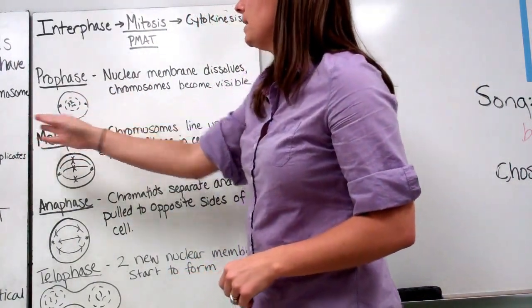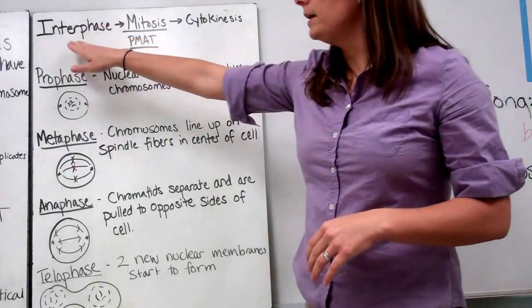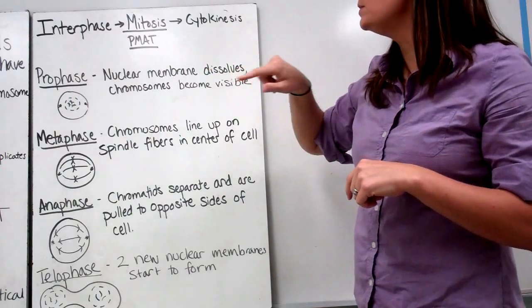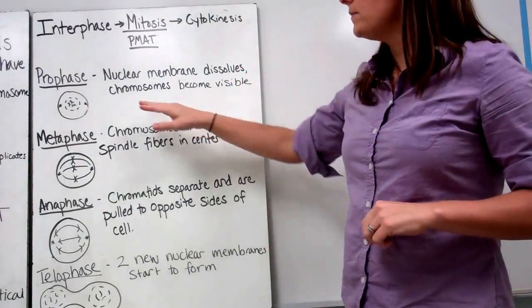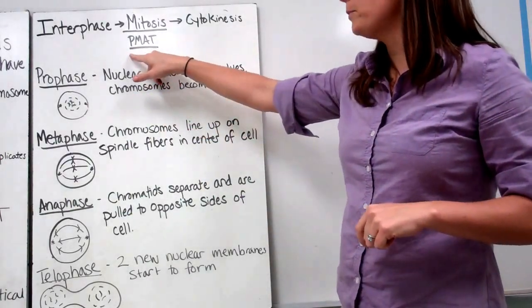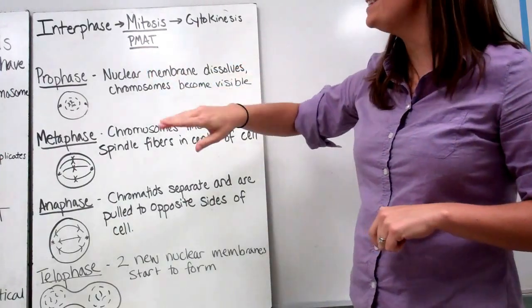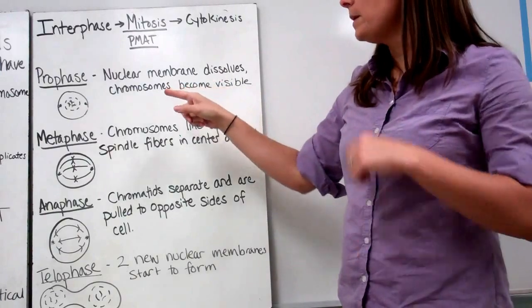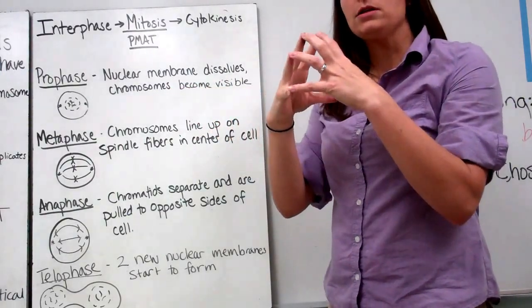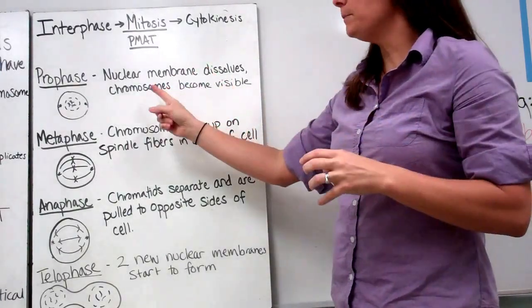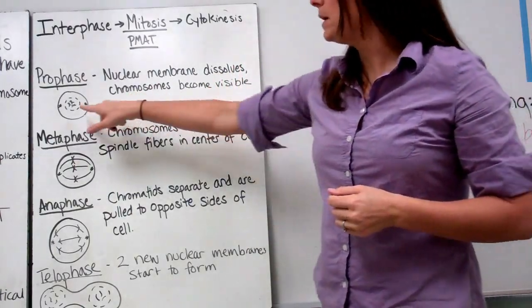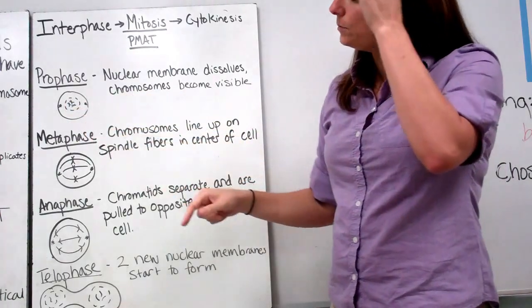Now let's look at the actual stages. Again, in interphase, the cell grows and replicates the DNA. Then mitosis is when the nucleus actually divides. Let's look at this PMAT: prophase, metaphase, anaphase, and telophase. Prophase is when the nuclear membrane dissolves. The nucleus has a membrane around it, and in prophase, that goes away and the chromosomes become visible. So you can see the little chromosomes there.